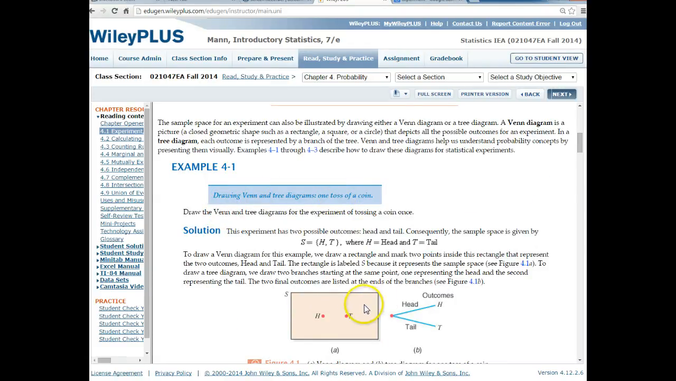Okay. Now they say that, so this is called a Venn diagram. And here we have the 2 points, heads and tails, right?